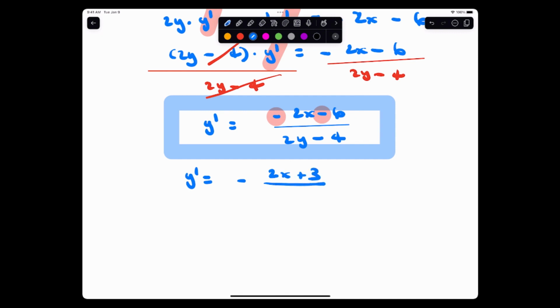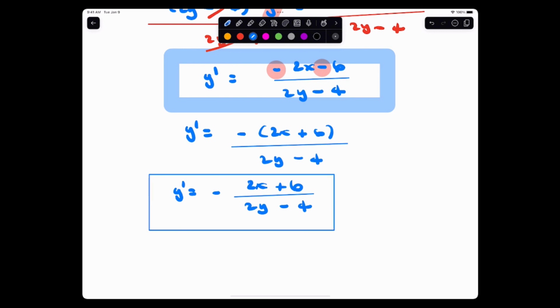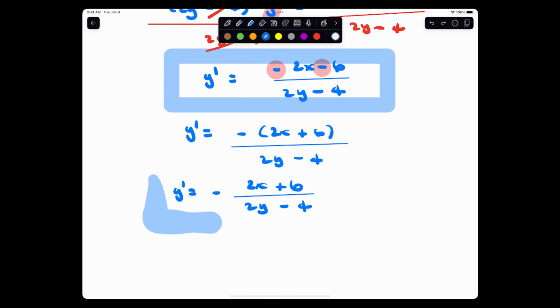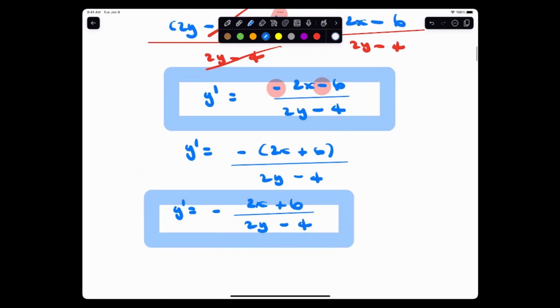Here's what I'm saying to you. Let me do it this way. I can factor out a negative from the numerator. And then, ladies and gentlemen, I can put the negative sign at the same level as my what? Division sign. And so what you're seeing here, there's your answer. Okay, easy peasy lemon squeezy.